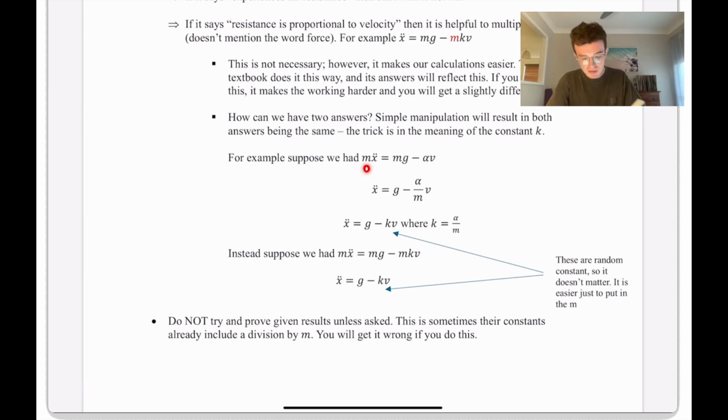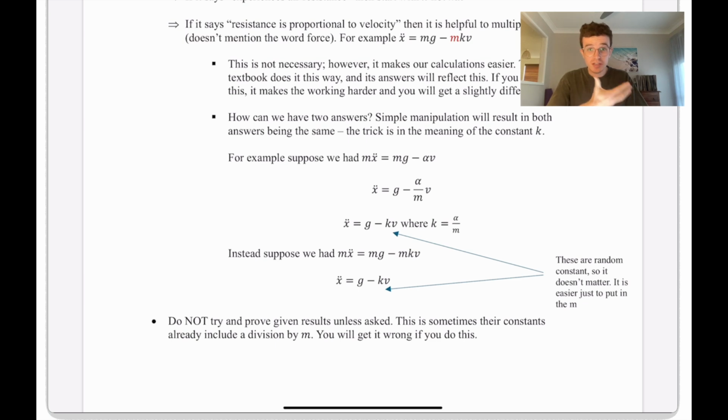Let's say we had mx double dot is mg minus alpha v. If we wanted to know its acceleration, we could divide everything by m, and we're going to get g minus alpha on m v. We could say, okay, let k equal alpha on m, and then we just got this. But if we initially had an m here, and we just divide by m, we get to this same thing. Now you might be thinking, oh, this k is not the same as that k, and it's not. But these are just random constants. We don't care what they are. They're just constants, like when we integrate a constant, we don't have to multiply it by 2, for example. So this m, we can put it here, it makes our lives easier.